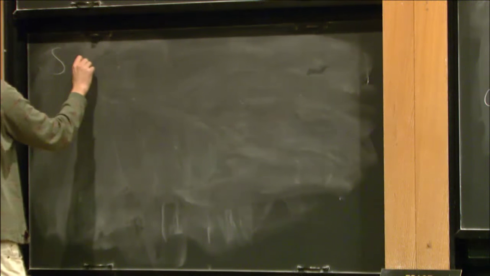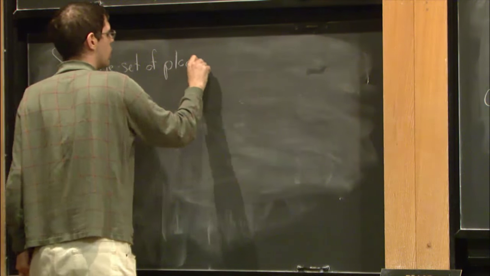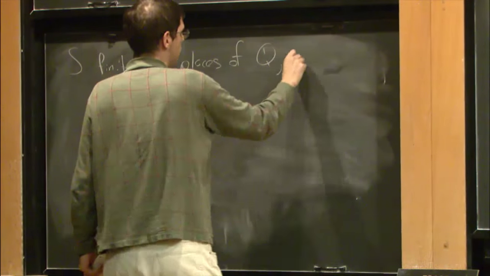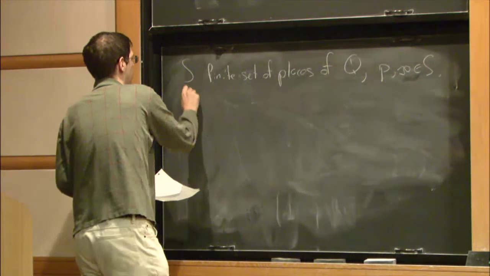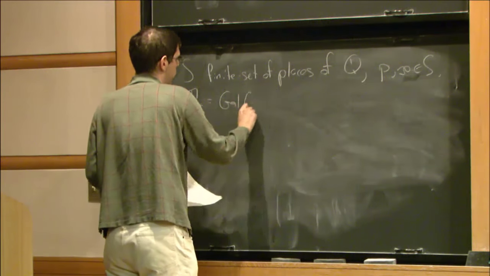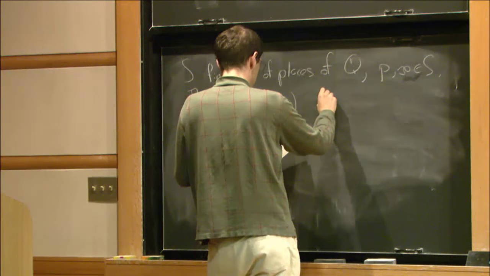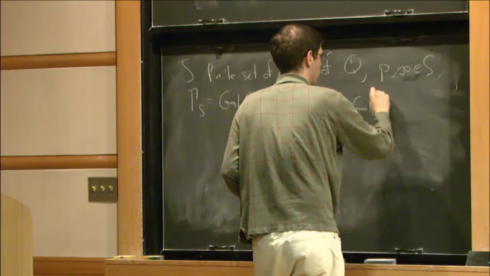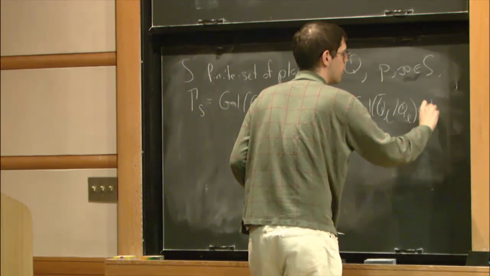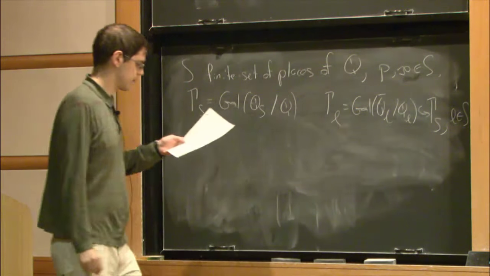Okay, so suppose S is a finite set of places of Q, and I want P and infinity to definitely be in S. And so gamma S is the Galois group of the maximal extension of Q which is ramified only at places in S. And gamma sub L is the local Galois group sitting inside gamma sub S for L in S.